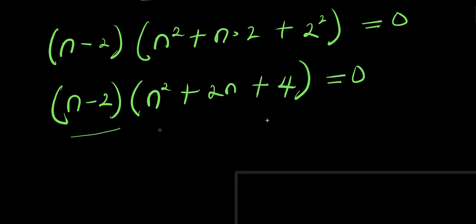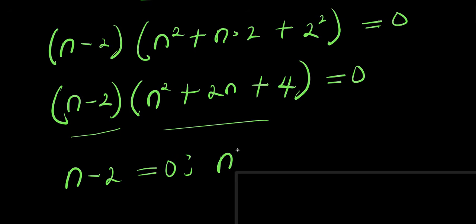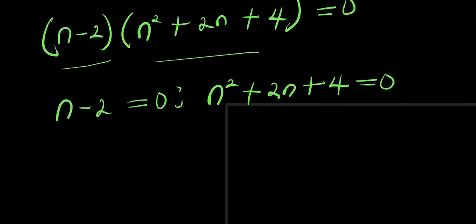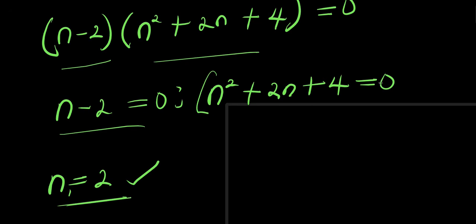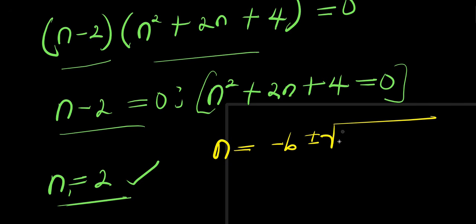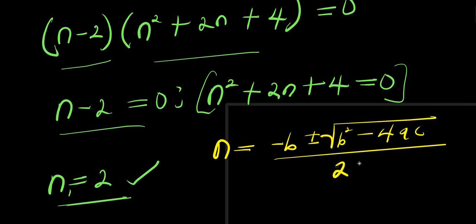I can equate each of these to 0. I have n minus 2 equals 0, and I have n squared plus 2n plus 4 equals 0. So let's solve these individual equations, starting with this. From here we have n equals 2. That is my n1. To solve this, we make use of the formula method. We write the formula in respect to n. n equals negative b plus or minus square root of b squared minus 4 times ac, divided by 2a.